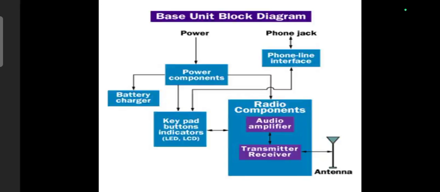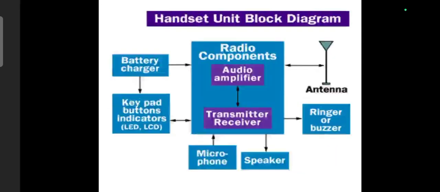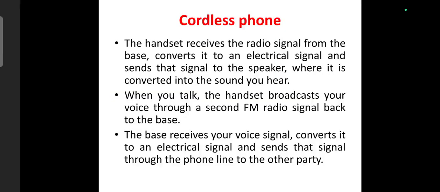Let us now understand the operation of a cordless phone. When a call is received, the base station obtains the incoming signal, that is the electrical signal, from the telephone network. This signal is converted into an FM radio signal and transmitted to the handset. The handset receives the radio signal and converts it back into an electrical signal that drives the speaker.